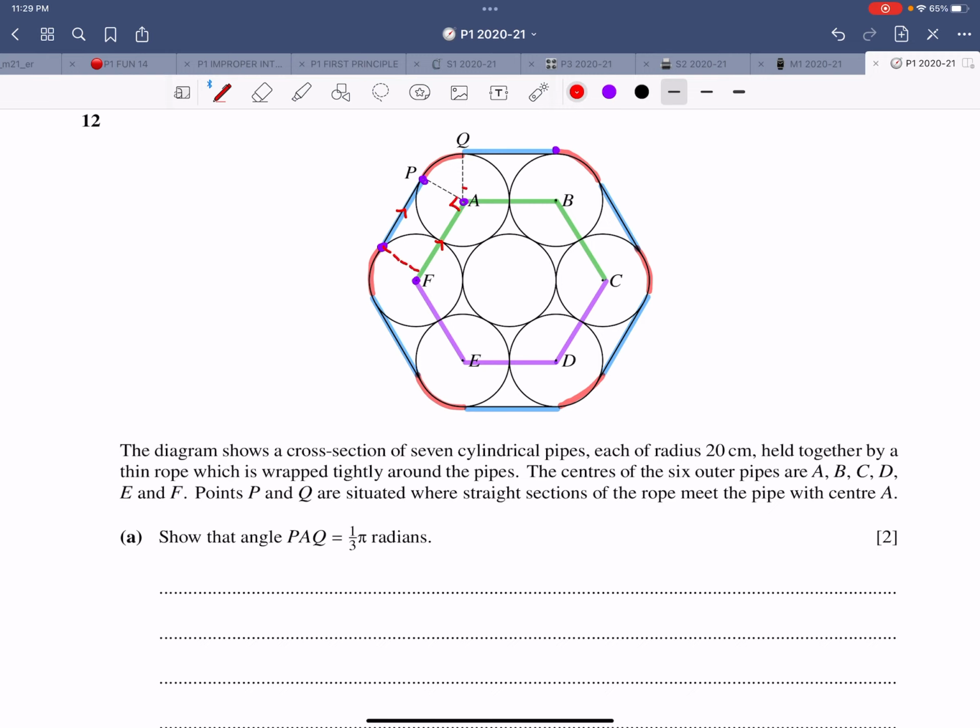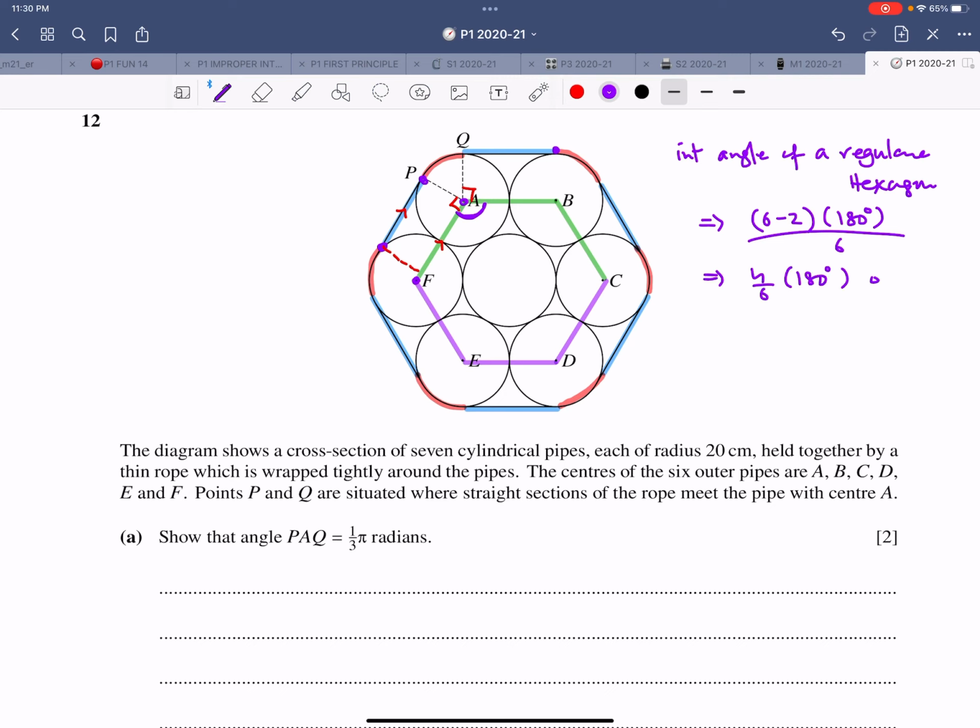That's for sure. This angle over here in purple, that's the interior angle of a regular hexagon. So this is a regular hexagon. Hexagon has 6 sides, so that is (6 minus 2) into 180 degrees, divided by 6, that is 4 over 6 of 180, that's 2/3 of 180, that is 120 degrees. So this angle is theta, that's 120.